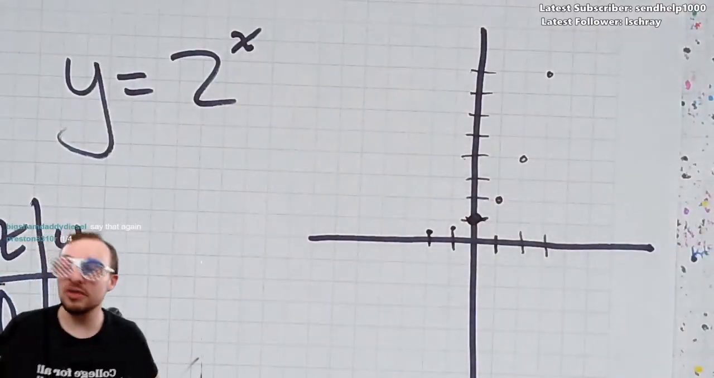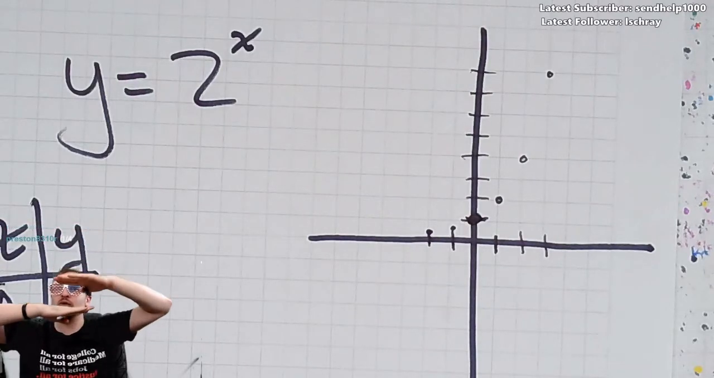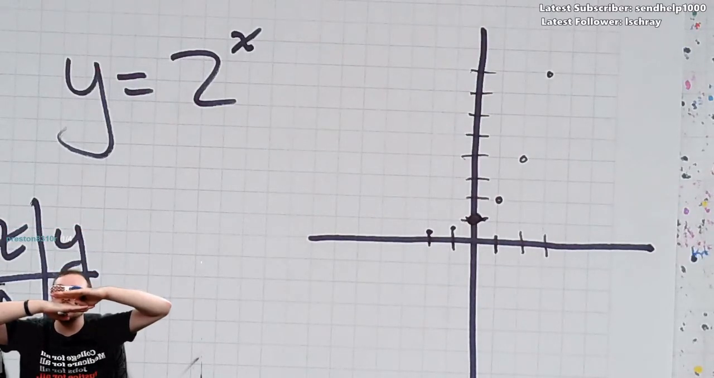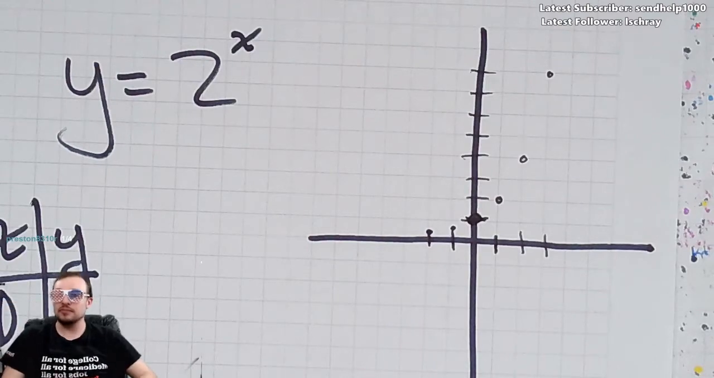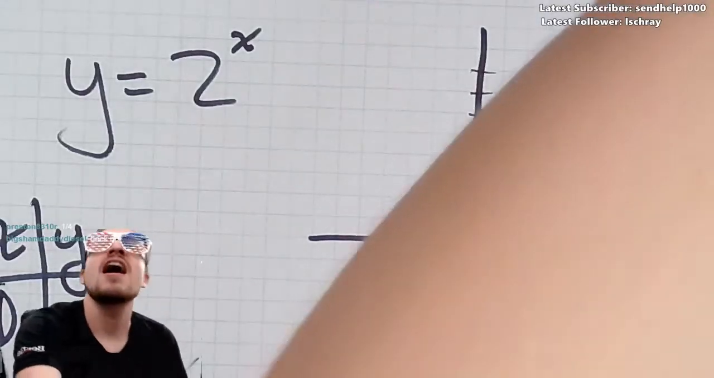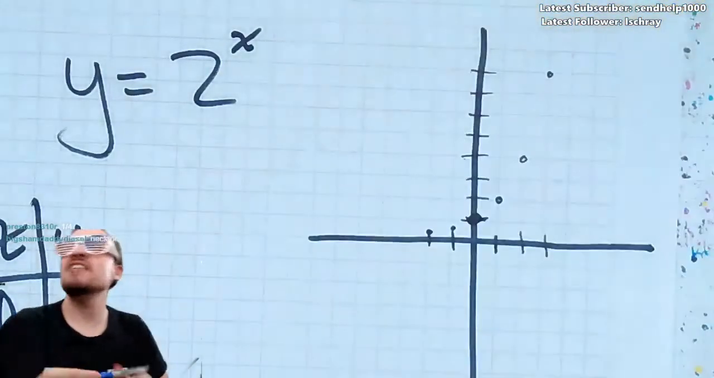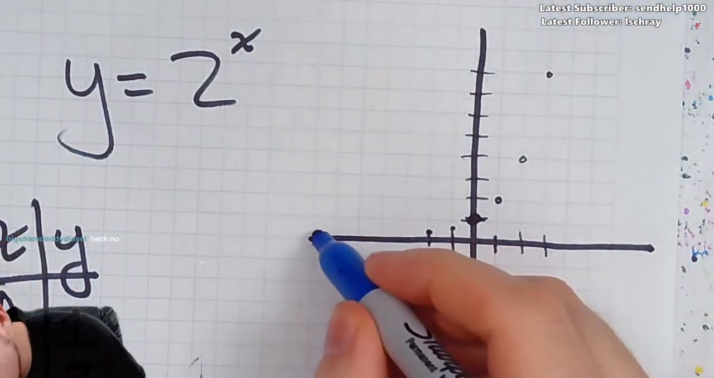Now, will this ever get to 0? I'm taking half of a half, I get a quarter. Half of a quarter, I get an eighth. Half of an eighth, I get a 16th. Half of a 16th, I get a 1/32. Will this ever reach 0? No, it won't.